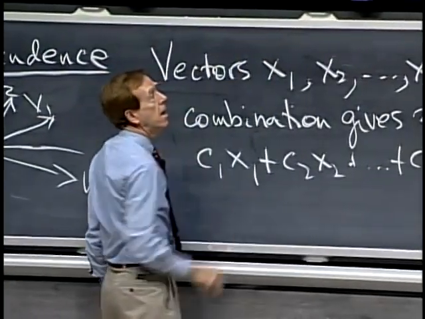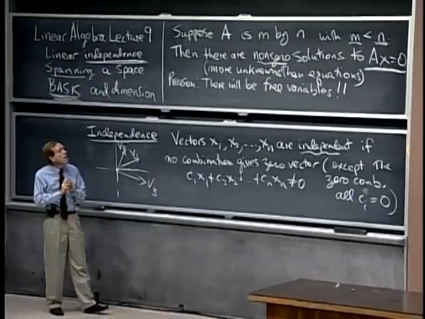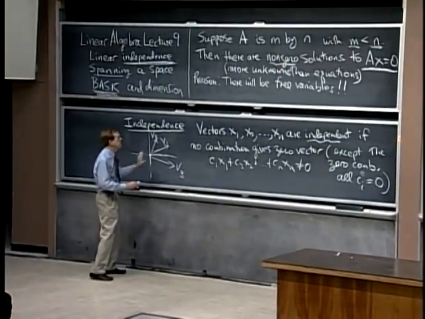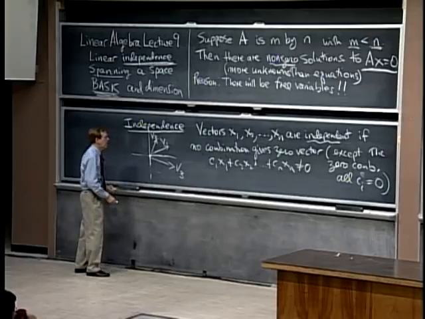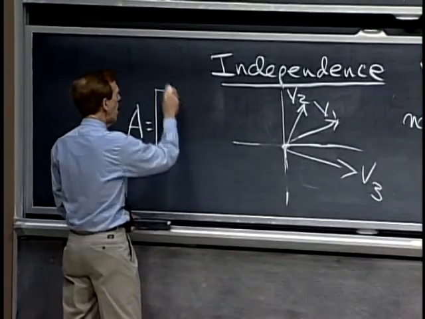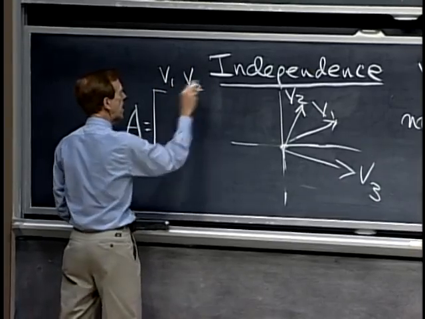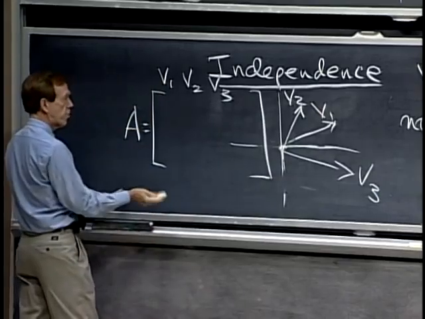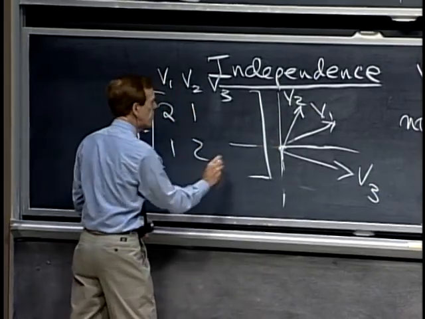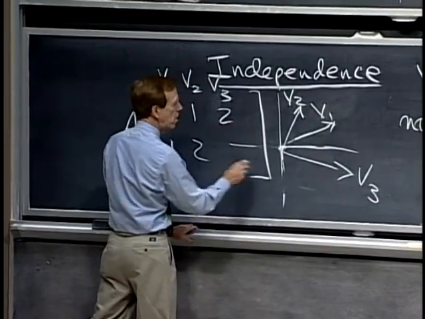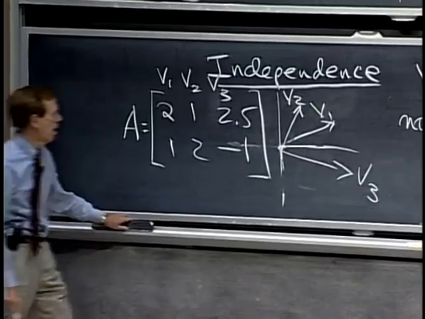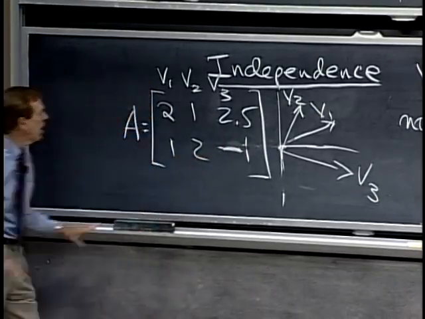That's the key fact that tells me that three vectors in the plane have to be dependent. What's the connection between the dependence of these three vectors and that fact? Okay, so here's the connection. I take the matrix A that has v1 in its first column, v2 in its second column, v3 in its third column. So it's got three columns, and v1 looks like about 2, 1 to me. v2 looks like it might be 1, 2. v3 looks like it might be maybe 2.5, minus 1.